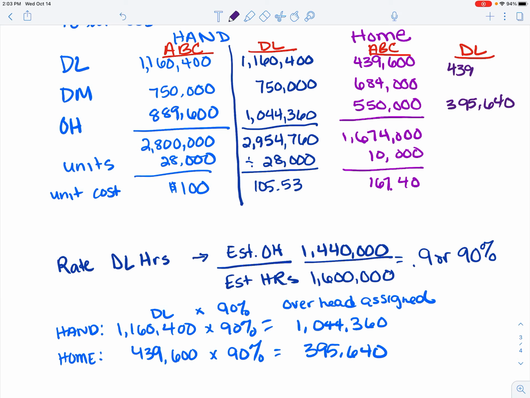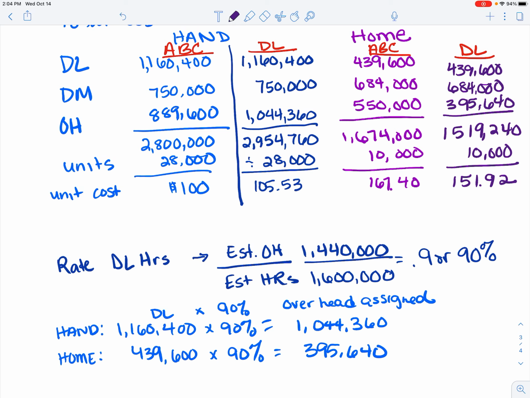Again, my direct materials don't change, and direct labor doesn't change. I'll add these together to get 1,940. My number of units do not change, but look what that does to my total unit cost. So if we're basing how much we're selling the product for on our cost, you can see this difference here between these two may have caused us to not properly price that home product.